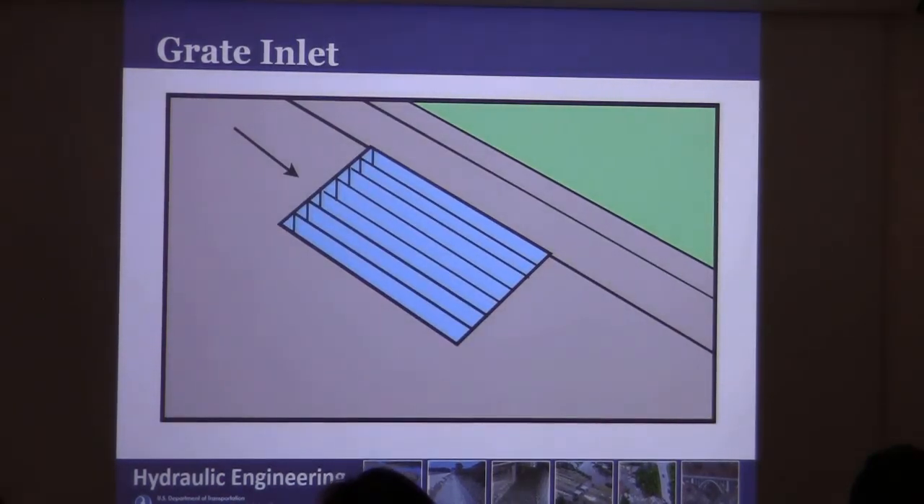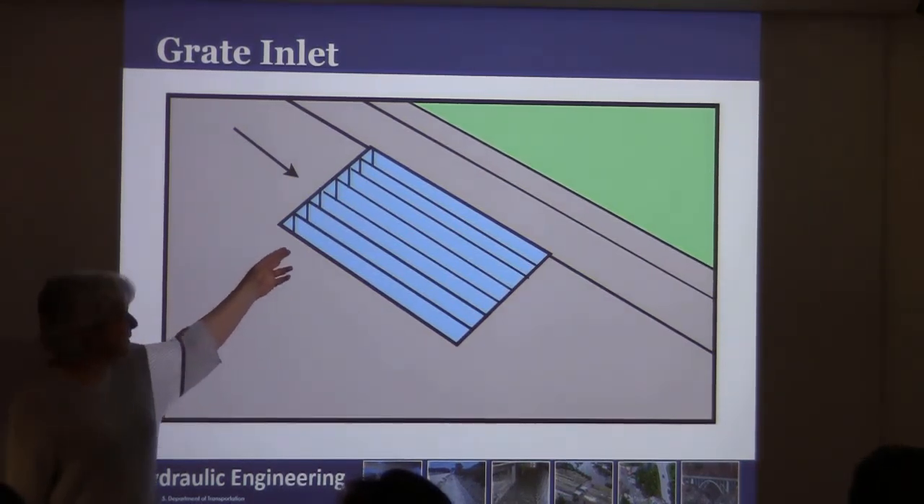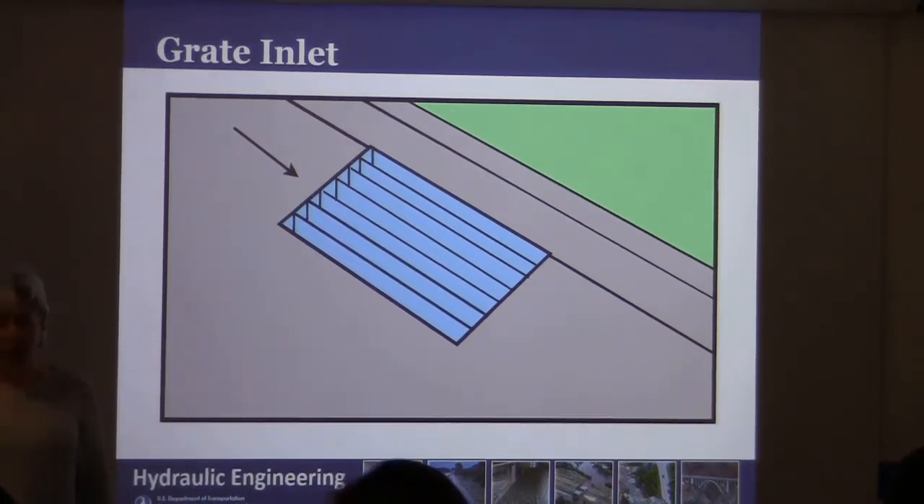So here's an example of a grate inlet. There it is. Water comes this way, and in this particular one, the grate openings are parallel with the flow.